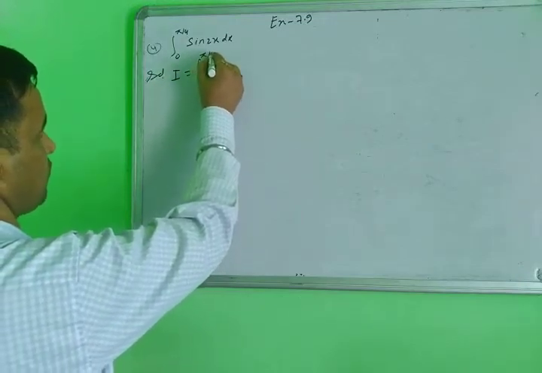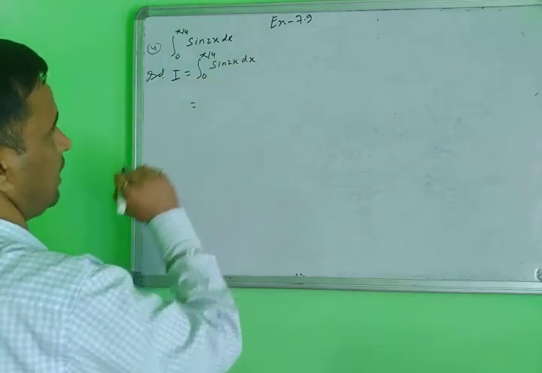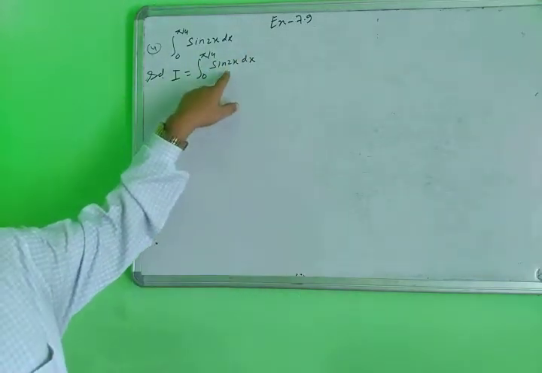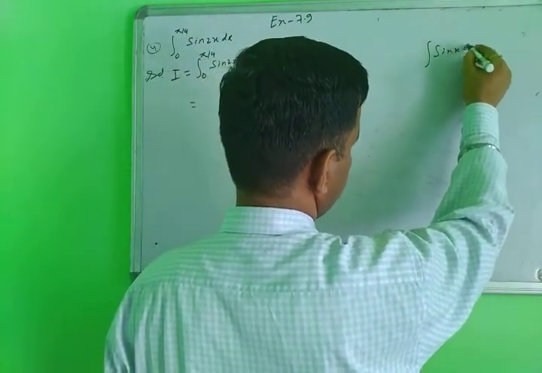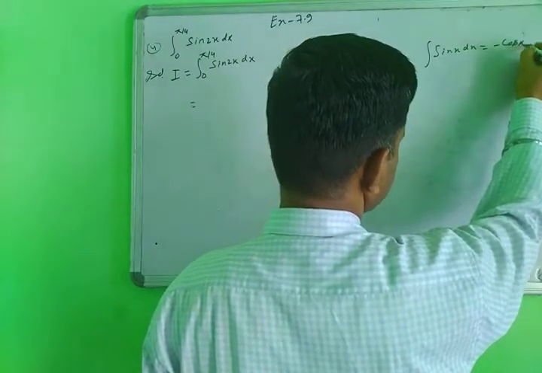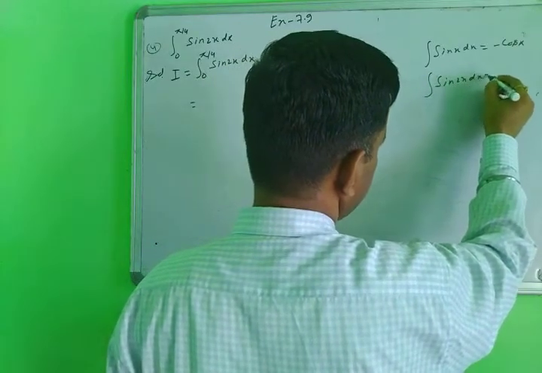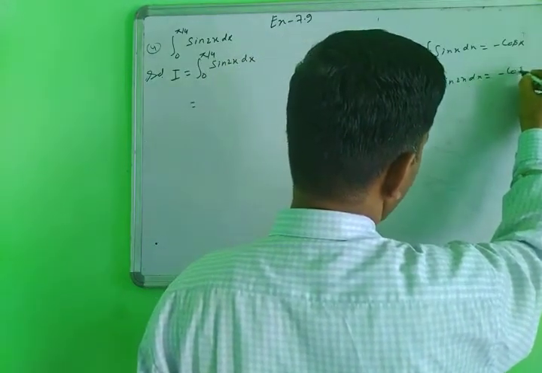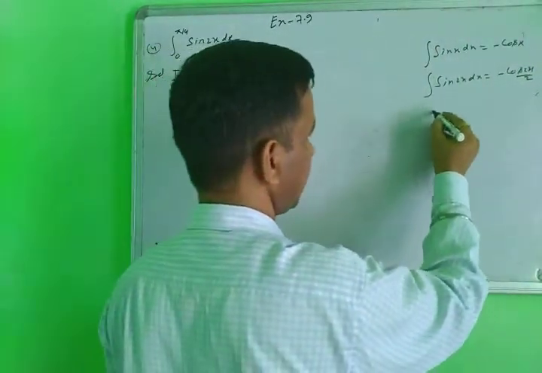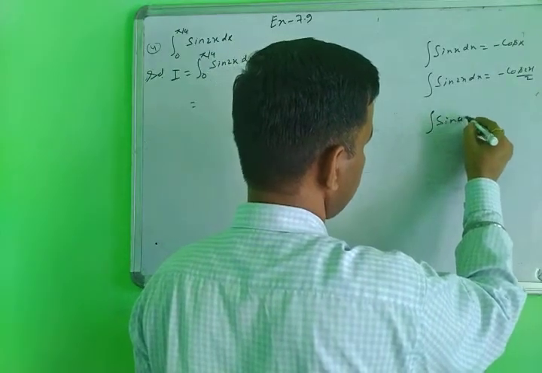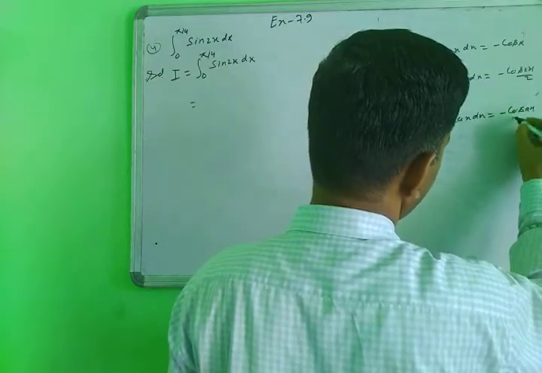Integral from 0 to pi by 4 of sine 2x dx. Integration of sine 2x, first only sine x. First we check the integration of sine x dx. This is minus cos x. But suppose you are using sine 2x dx, then you will use minus cos 2x upon 2. According to this way, you have one identity here: integral of sine ax dx. This identity you use is minus cos ax upon a.